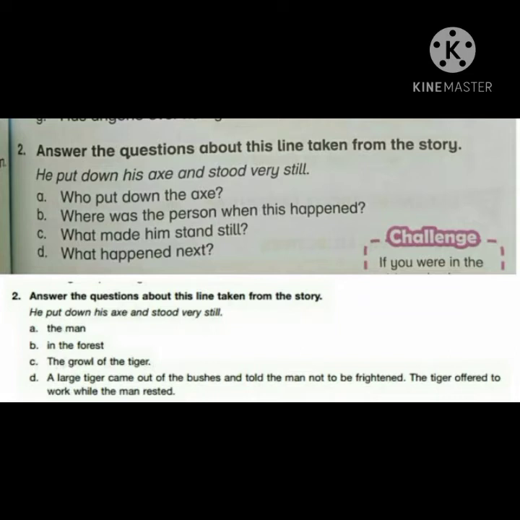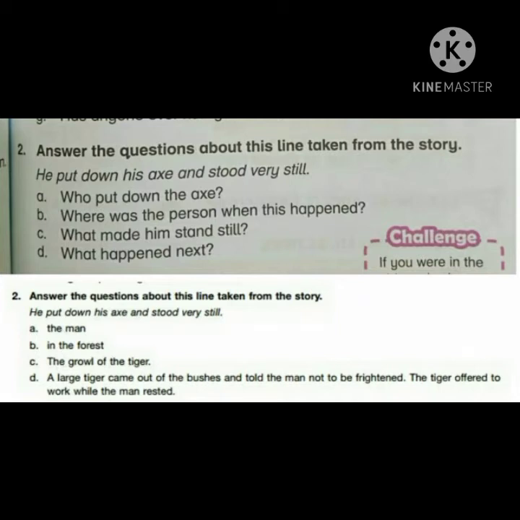As we have read, the story is about the old man and a tiger. And the old man was a woodcutter. So obviously the axe belongs to the old man. So the answer for our first question is, the old man put down the axe. The second question is, where was the person when this happened? As the old man used to go to the forest to cut down the wood, so the answer for this question is that the person was in the forest. The third question is, what made him stand still?